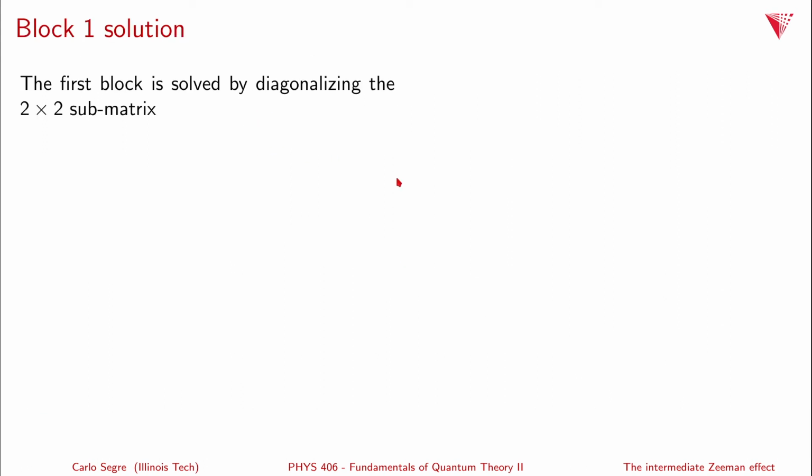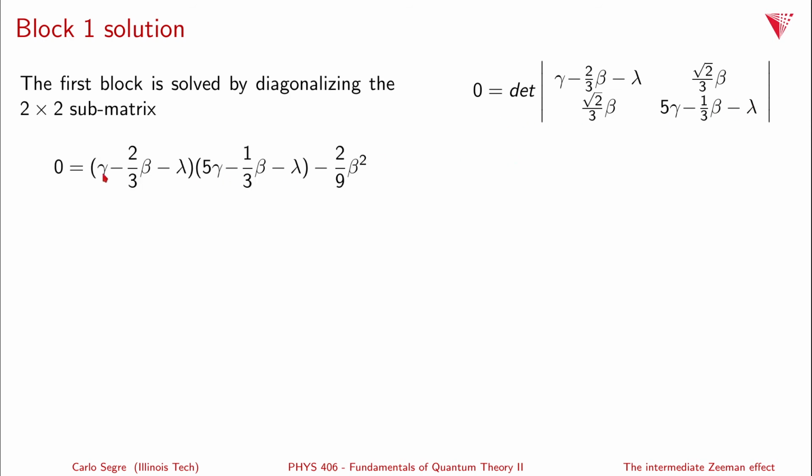So now we can solve the two blocks. The first block you solve by diagonalizing the 2x2 submatrix that looks like this. So that was the one in red. And we can do that the usual way by setting the determinant of this matrix minus the identity matrix times lambda to 0. So when we multiply this out, we get 0 is equal to gamma minus 2/3 beta minus lambda times the quantity 5 gamma minus 1/3 beta minus lambda minus 2/9 beta squared.